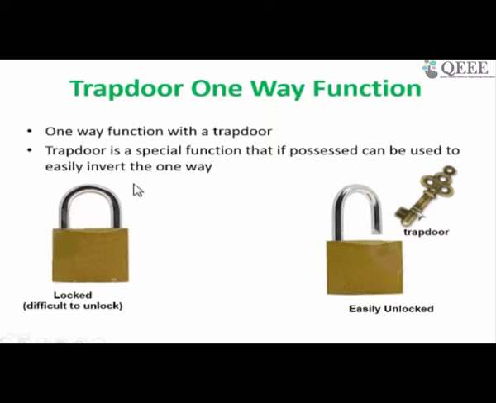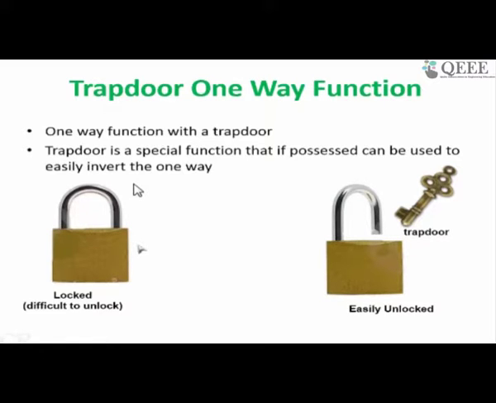So you see that there is a small trapdoor involved over here. If a person has the trapdoor, it would be easy for him to invert the function, or rather open the lock. On the other hand, if he does not have this particular key, or this trapdoor, and he just has this locked thing, then it is very difficult for him to break or open the lock, right?